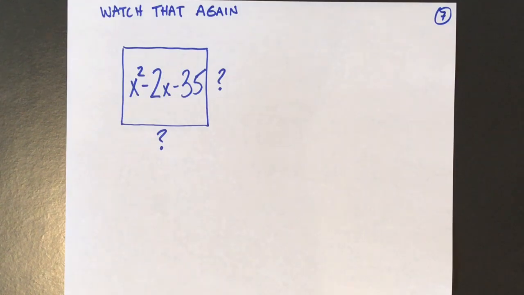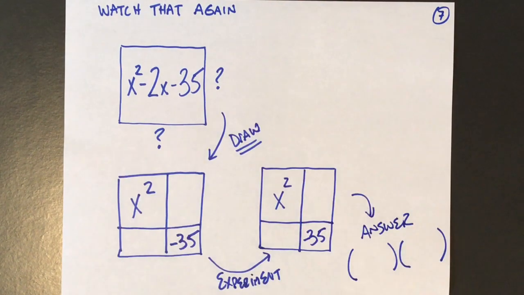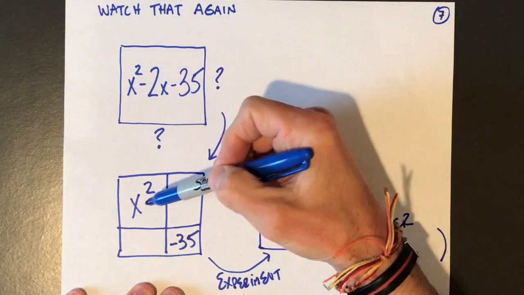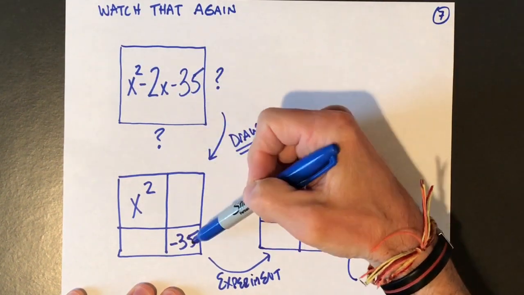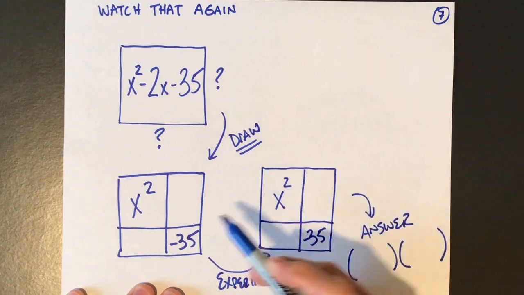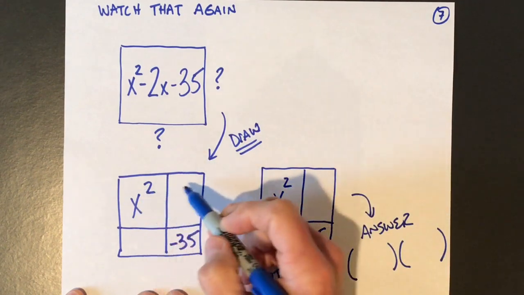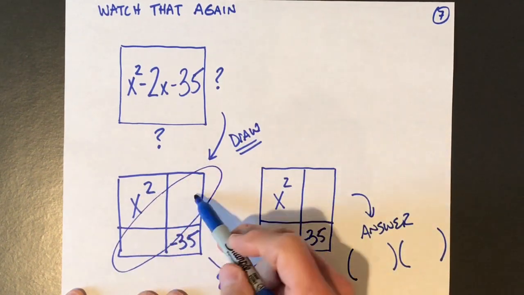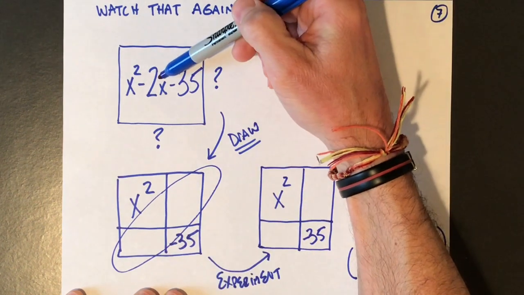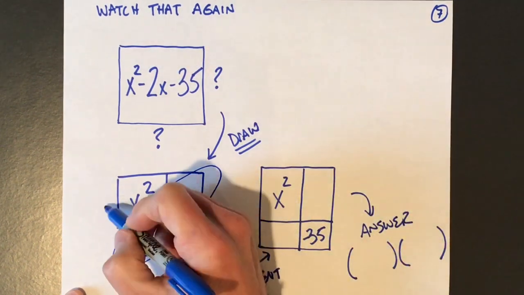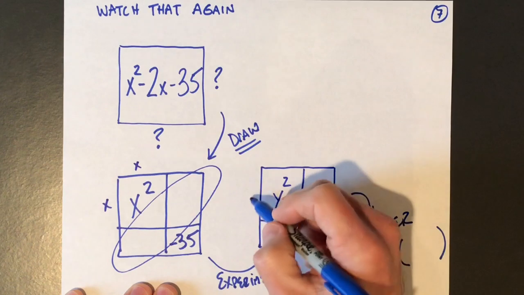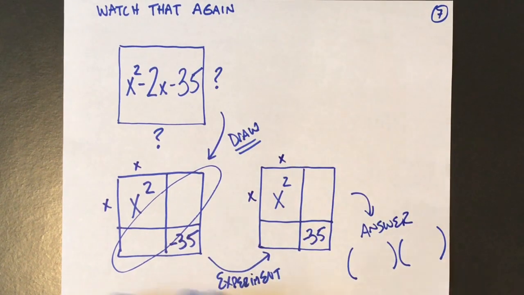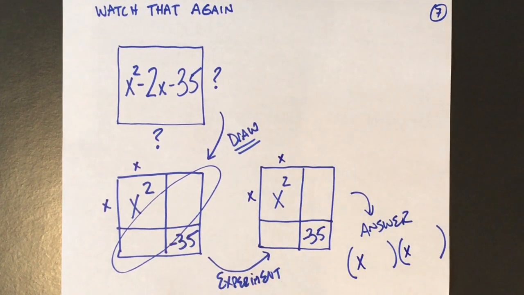Let's watch that again, all right? So first term goes in the upper left, last term goes in the bottom right, and we're going to do some experimenting. I know that I want these two pieces to add together to become negative 2. So here's my thinking. First, the easy stuff. X times x is x squared, so that's going to be part of my answer, and I could even go ahead and put that the whole way down here.